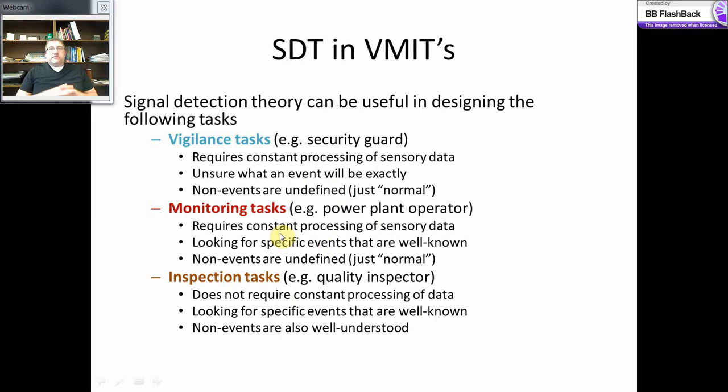All right. Signal detection theory and VMITs. Let me tell you what a vigilance, monitoring, and inspection task is. These are very cognitively intensive operations. My examples here: security guard, power plant operator, quality inspector. These are things where you're working with your brain, your eyes, your senses. You're not necessarily using your physical abilities to move things around all the time. It's not material handling really.